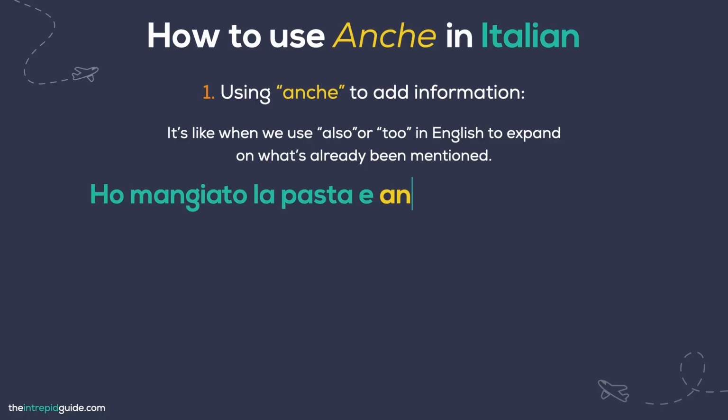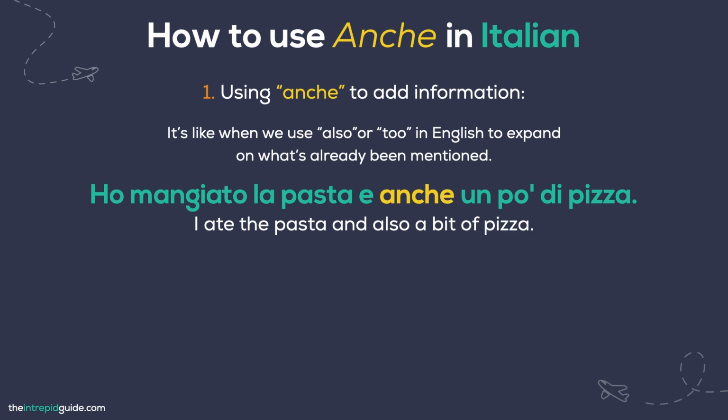One of the most common uses of anche in Italian is to add something extra to what's already been said. It's like when you use also or too in English to expand on what's already been mentioned. For example, Ho mangiato la pasta e anche un po' di pizza. I ate the pasta and I also ate a bit of pizza. Here, anche is adding pizza to the list of things you ate.